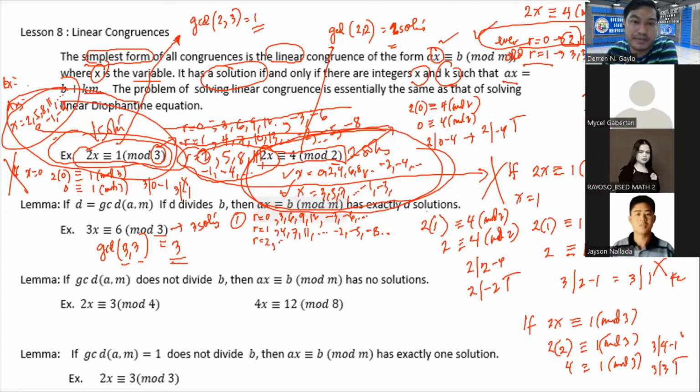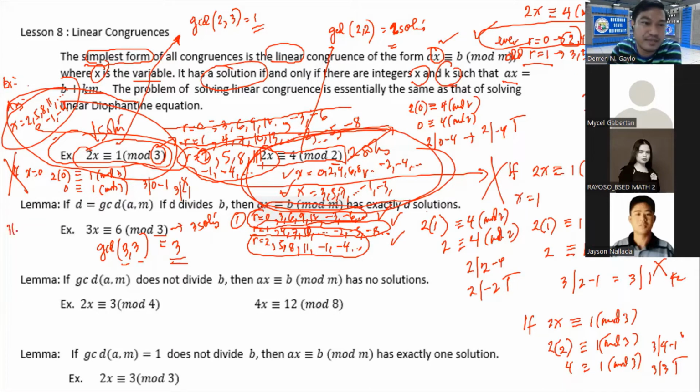Then 2 plus 3 is 5, 8, 11, and so on, and then you have negative 1, negative 4, and so on. So either your remainder is 0, or your remainder is 1, or your remainder is 2. If you say 3 solutions, then all of these are solutions. Let's check if it's true.